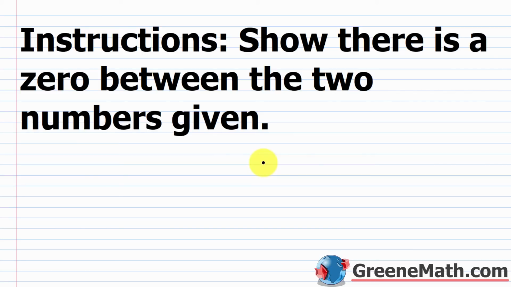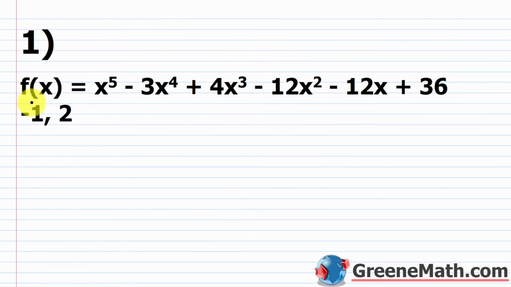All right, let's take a look at the practice test. For the instructions, we're asked to show there is a 0 between the two numbers given. For problem 1, we're given f of x equals x to the 5th power minus 3x to the 4th power plus 4x cubed minus 12x squared minus 12x plus 36. We want to show that there's a 0 between -1 and 2.